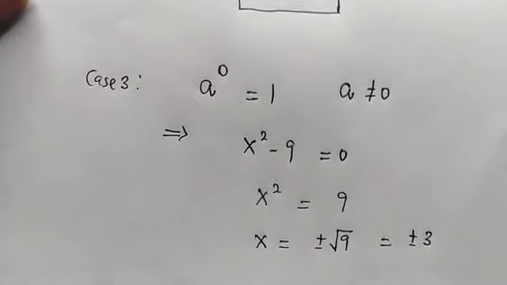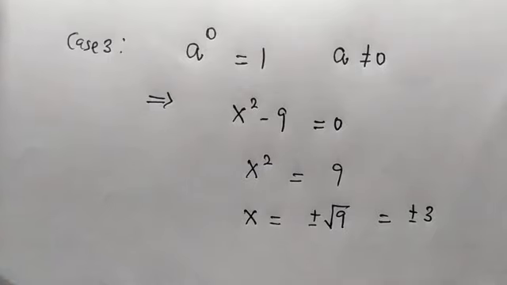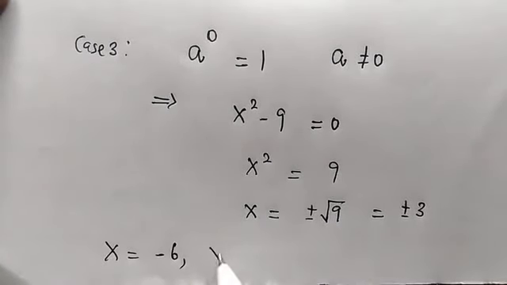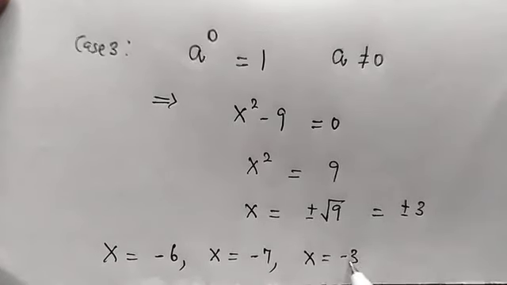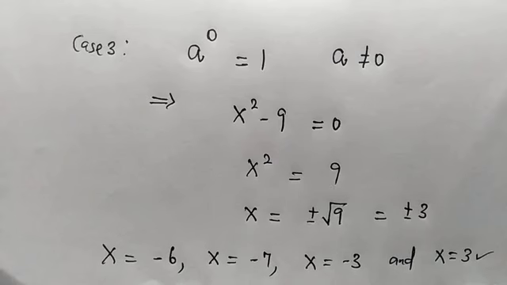You can see that this equation is really very interesting. So we have 4 solutions, right? So we have x is equal to negative 6, x is equal to negative 7, x is equal to negative 3, and x is equal to 3. Wow, 3 is the only positive root here. So these are the solutions.